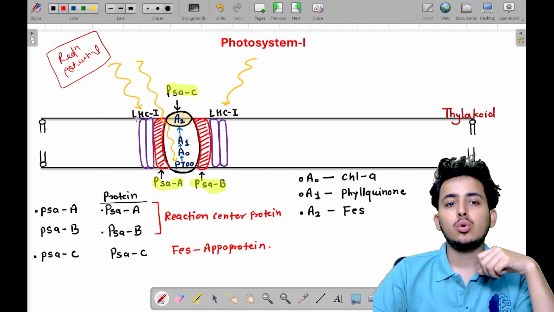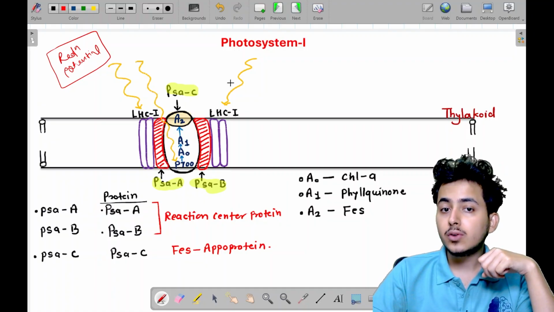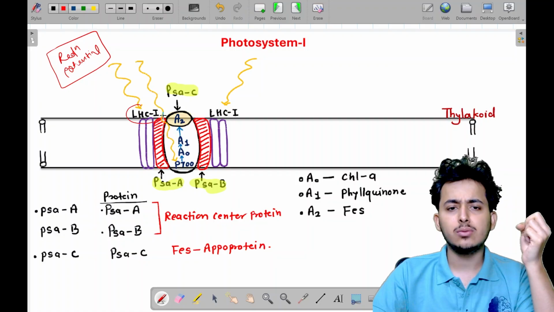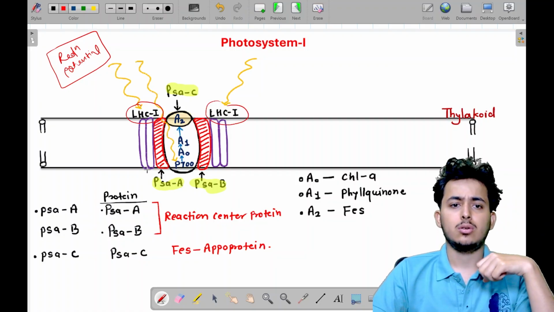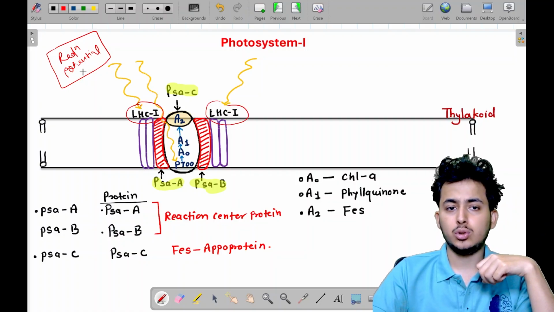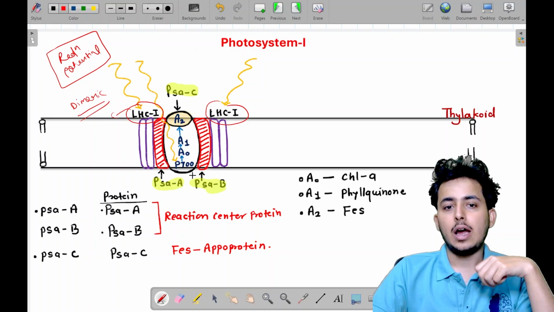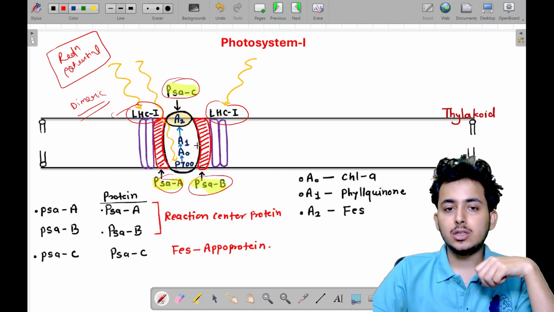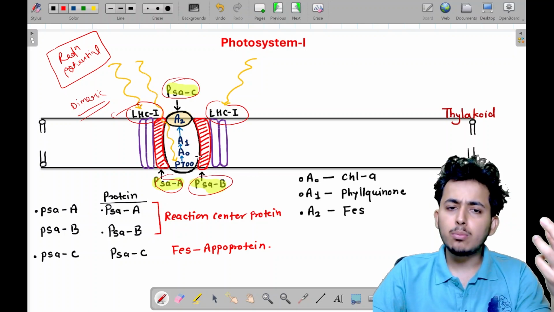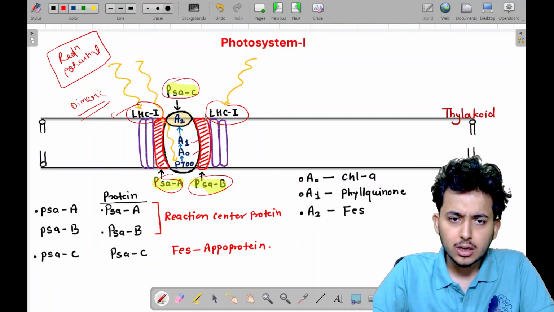So then this photosystem 1 is also surrounded by LHC1 proteins. I told you that LHC1 is dimeric. You can see there are two purple LHC1 which surround this photosystem 1, and the photosystem 1 is also surrounded by these proteins which are PSA-A, B and C. And within this photosystem 1 you have some different components, like A0, A1, A2.